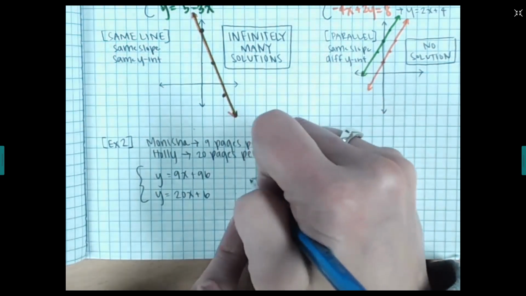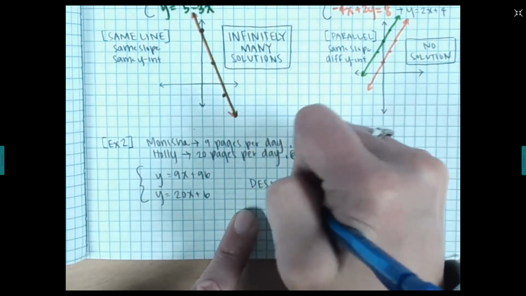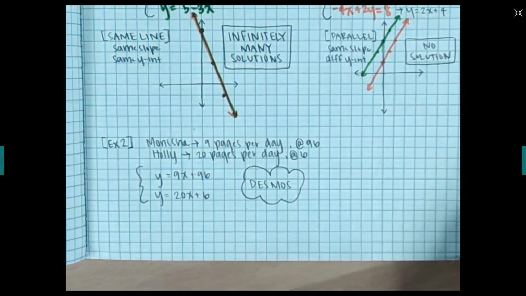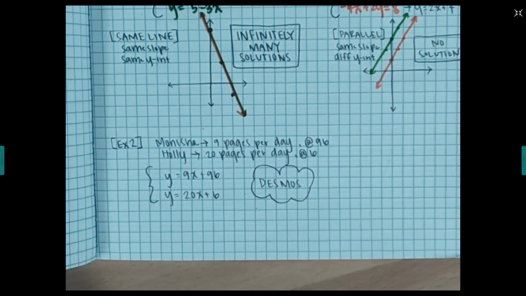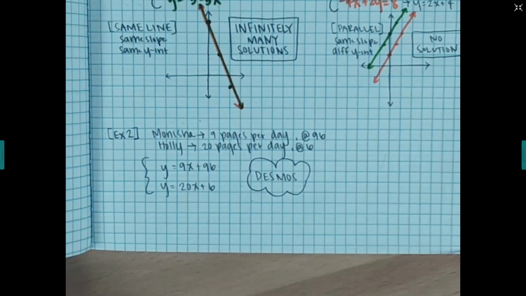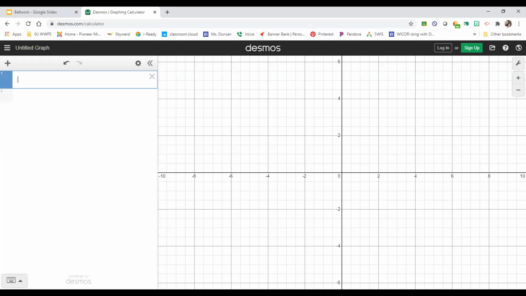So if we want to graph these, I'm not going to graph this one by hand, because starting at 96 is going to be a huge graph. So I'm going to go ahead and switch my screen over to Desmos again, and I'm going to type these equations in for you. So y equals 9x plus 96, and then y equals 20x plus 6.